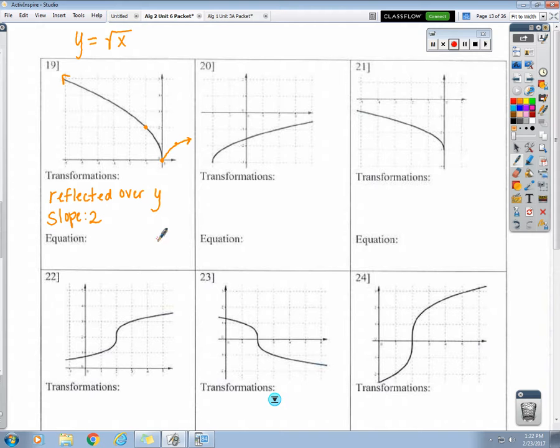Now, those are the only transformations that have occurred. To write that as an equation, you write y equals, it's a square root function, it has a slope of 2, the slope always goes out front, and then x, it didn't move left or right, so you don't add or subtract anything to that. It didn't move up or down, so you don't add or subtract anything at the end. But how do you represent a reflection over the y? A negative on the outside or the inside? Inside.